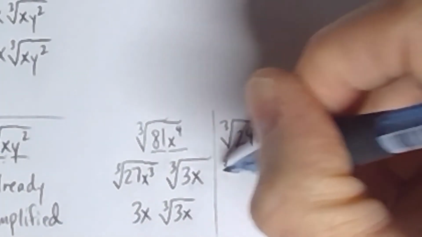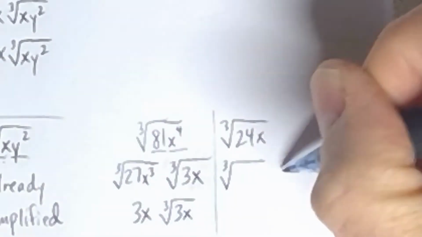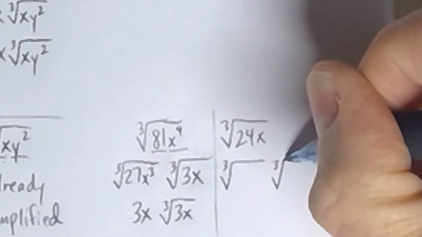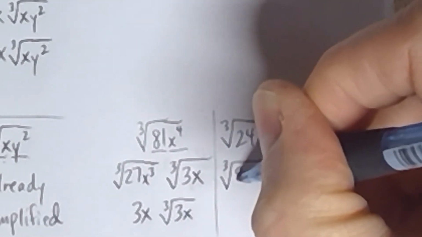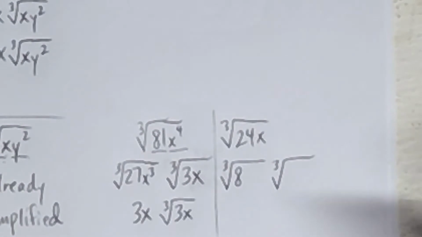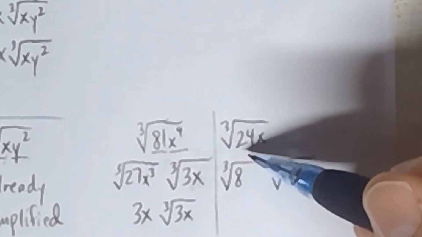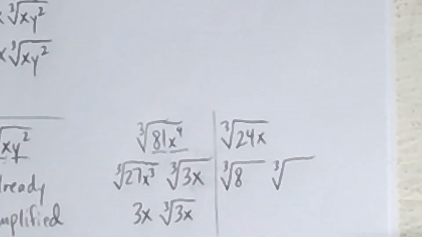Okay, now for 24x, we have what here? We have the 8 factors out. That's the biggest perfect cube that you could factor out of 24.